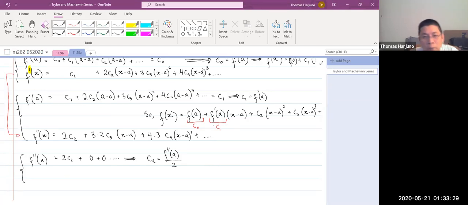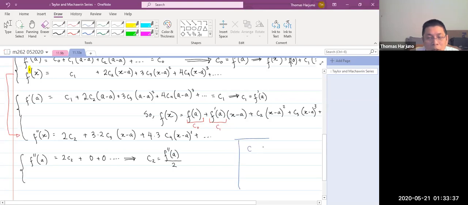If I try to keep track, let me keep track of that here. My c0 is f(a). My c1 is f prime a. My c2 is f double prime a over 2.